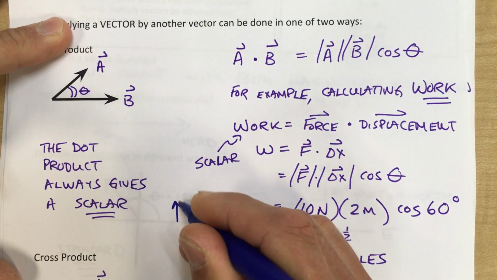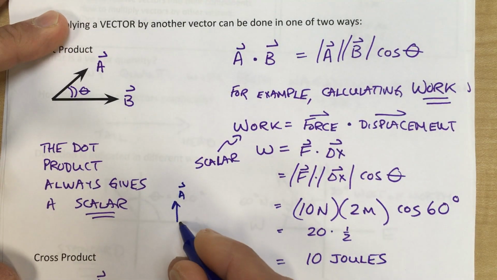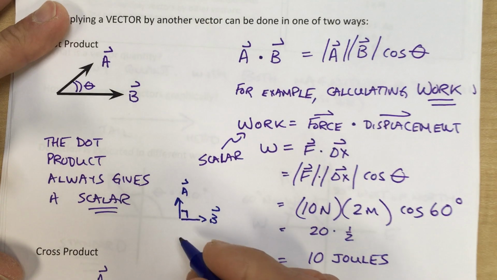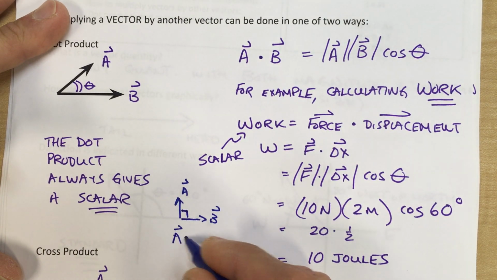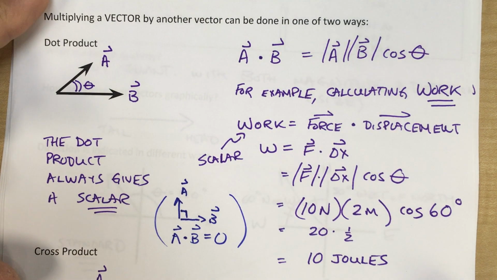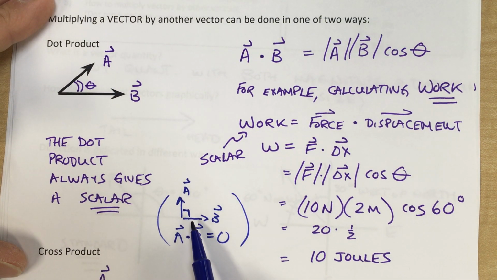So if we had A and B like that, then A dot B would be equal to 0 because the vectors are not lined up at all.